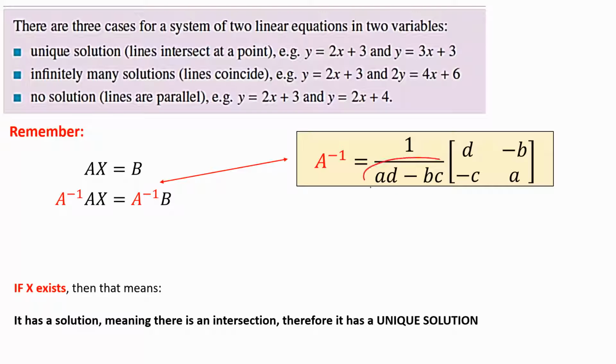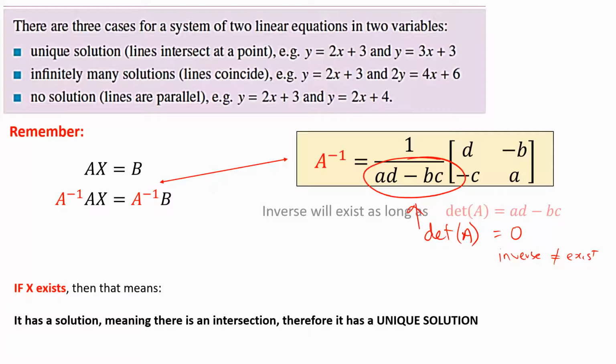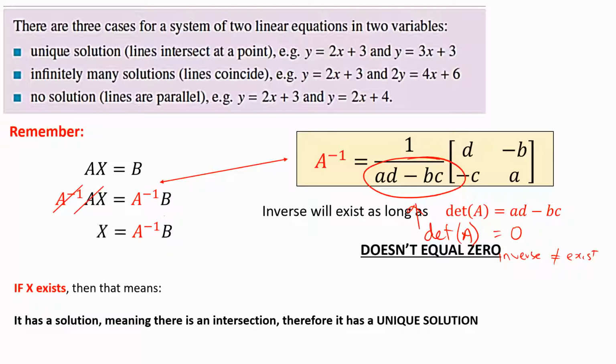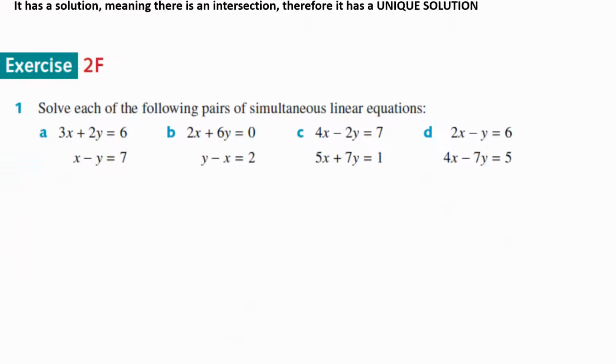This is your determinant. Determinant of A. Obviously, if it equals 0, the inverse doesn't exist. Okay? So because of that, the whole idea is you're trying to solve for X, and if the inverse does exist, then these two cancel out and you can find X. And that's why you know that there's a unique solution, because if you find X, it tells you the coordinates of an intersection. Okay?